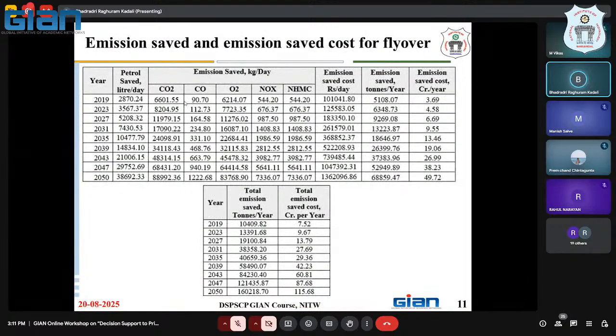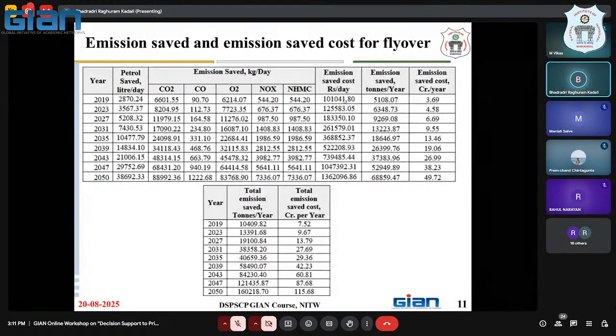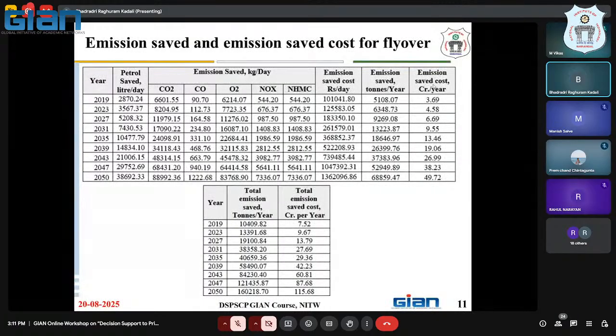Corresponding to that we took CO2, CO, NOx, and NMHC. Then the total emission saved cost per year: if you put together all the values in kgs per day and multiply with 7.22, the number given by the CPCB, you get the emission saved cost or benefit in rupees per day. When this is converted to a year, the total emission saved cost is estimated. Okay, any questions up to this point?